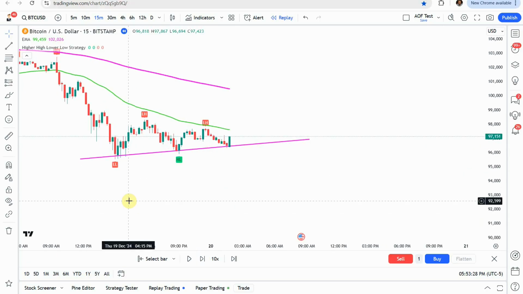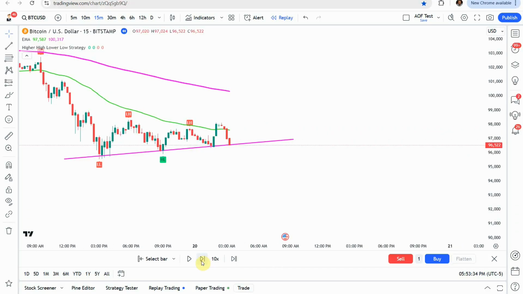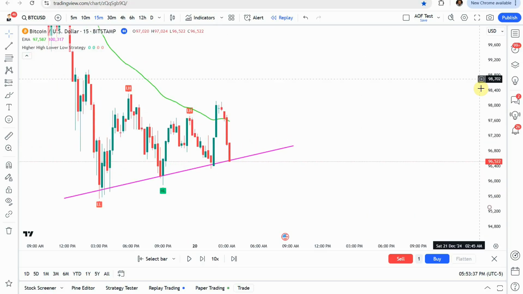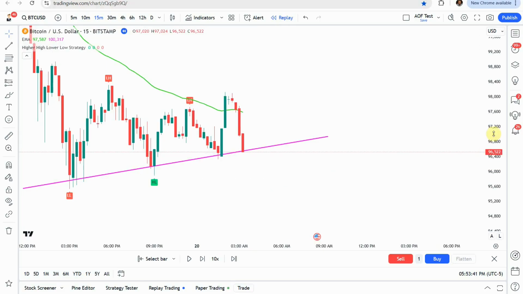Let's play one bar forward here. Didn't quite make the break. Let's see. And right there we get that break. It's kind of hard to see, but you can see that it is clearly below the trend line right there.